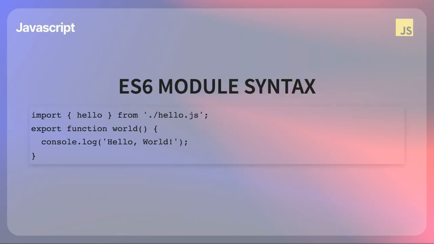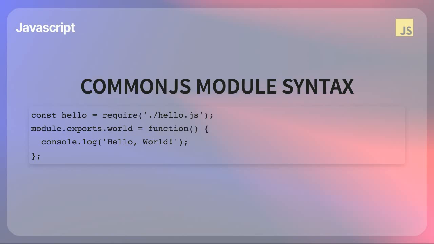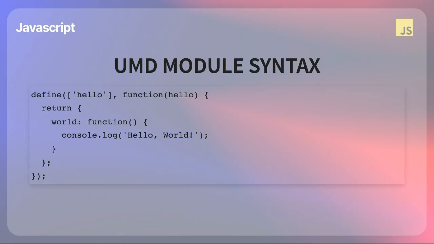Let's take a look at ES6 modules. These are the most modern way of creating modules in JavaScript. Now let's look at CommonJS modules. These are the most widely used type of module in JavaScript. Finally, let's look at UMD modules. These are a hybrid of ES6 and CommonJS modules.